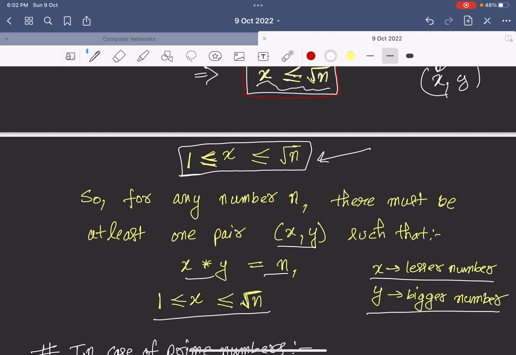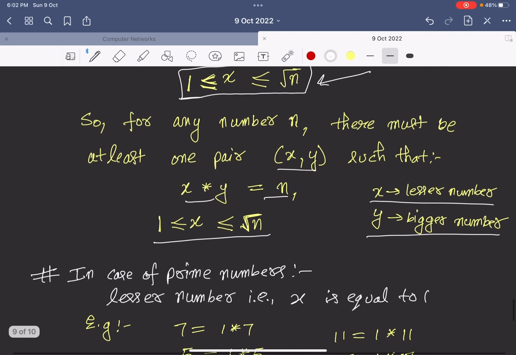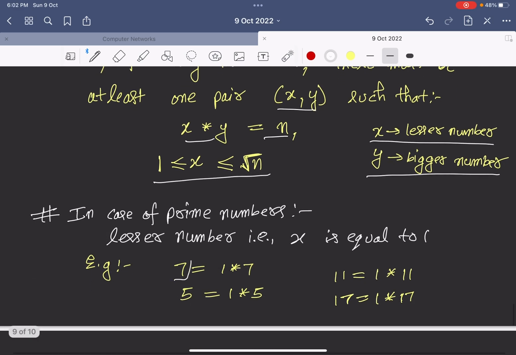So how will this look in the case of a prime number? In the case of a prime number, there is only one lesser number, and that is 1. For example, if I have the number 7, and I represent it as a product of two numbers, then there is only one possibility, 1 times 7, and the lesser number is 1. In the case of 11, the lesser number is 1. 5, 1 times 5, because prime numbers are only divisible by 1. So I can say that in their product, the lesser number is 1.